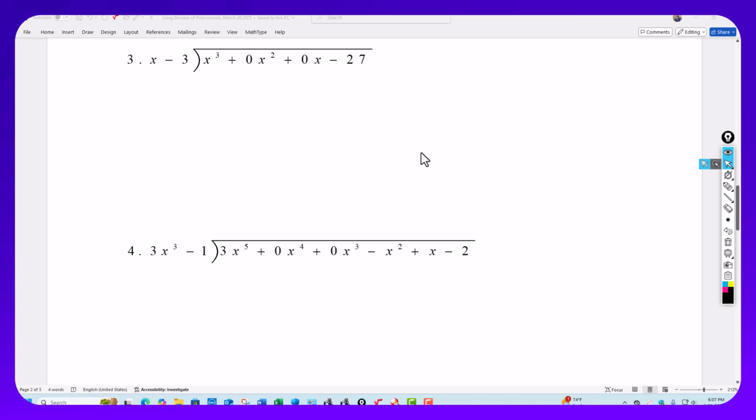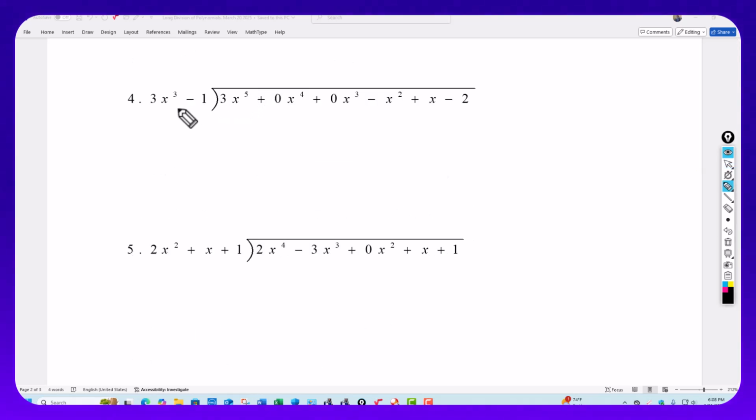Go to the next one now. So now for this one here, we had 3x to the fifth. It did not have an x to the fourth term, so that's why I have a 0x to the fourth. Didn't have an x to the third term, that's why I have a 0 here. And then it went down to minus x squared plus x minus 2. So we do the division here. We divide the first term of the divisor into the first term of the dividend. So 3x cubed into 3x to the fifth. The 3's cancel out here, and I get an x squared, and I'll put this one over here.